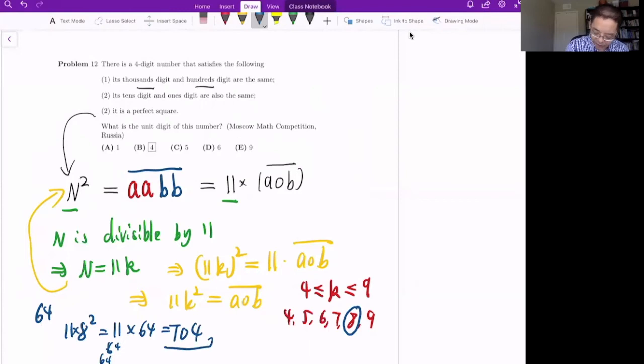So okay, so then you see there's 0 in the middle. Okay, so now this tells us what A is. A is 7 and B is 4. So this number is 7744. So this is what we have, and this one equals this n. So n is 88 squared.